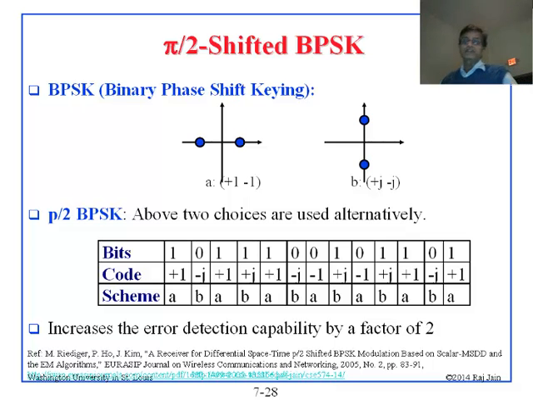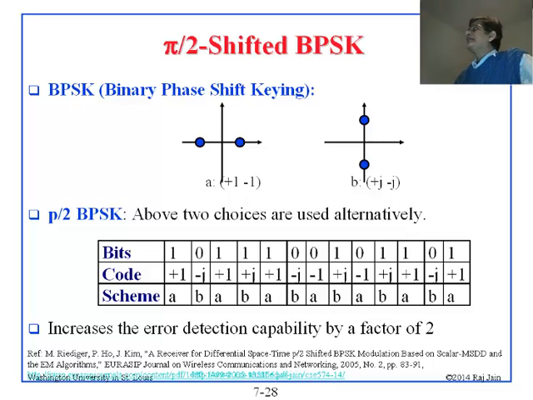Now, what is pi by 2 shifted BPSK? So basically, BPSK is very simple, binary phase shift keying. You send something at a 0 phase and the other thing at 180 degrees, which is pi by 2. No, sorry, pi, which is pi. So total is 2 pi. You send at 0 and pi. Right? So if your 0 is, let's say, 1, then pi would be minus 1. Or you could do it the other way around, it doesn't really matter, 0 and 1.